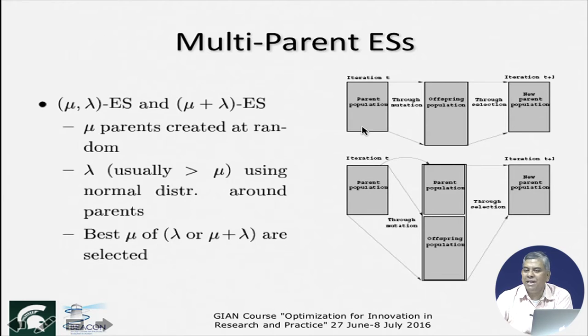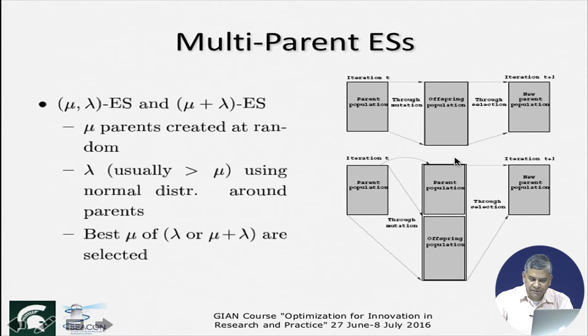So you have mu parents now instead of one parent. From the mu parents, you create lambda offspring by using mutation. So there is no crossover at this point. You have mu parents, you go one by one, and from each parent they create about 5 to 6 offspring by using the normal distribution. So their lambda is, that's why, much bigger than mu.